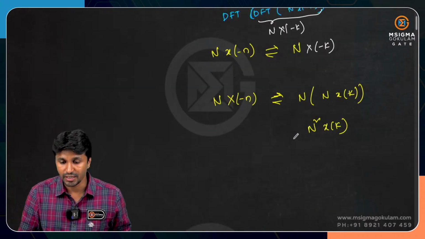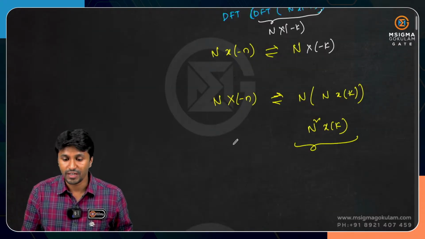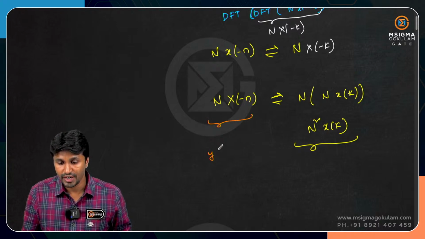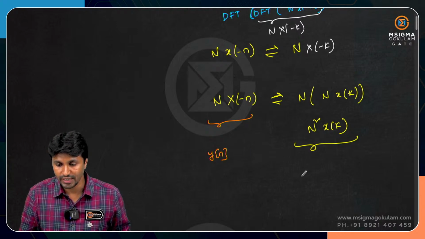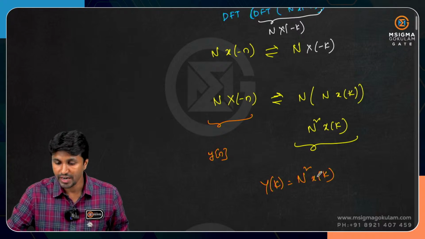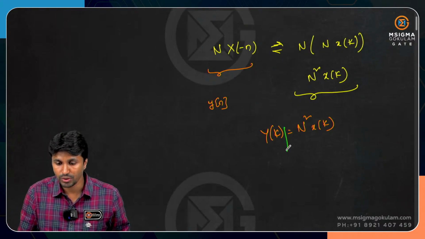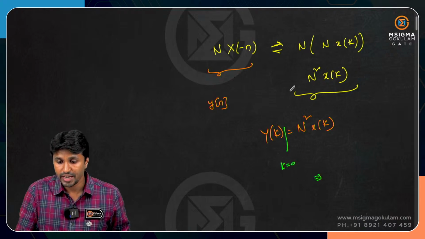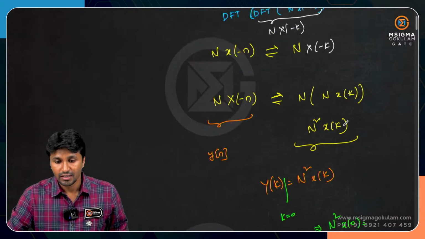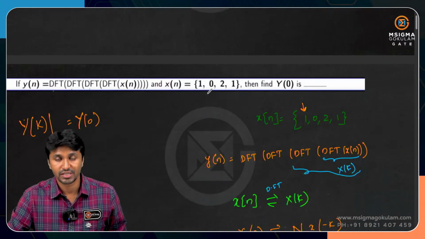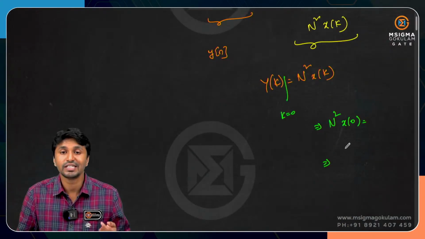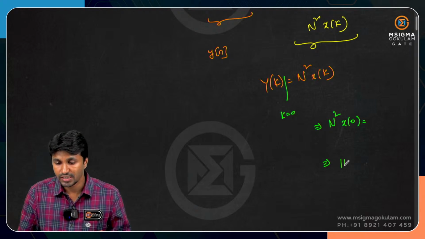So this is the DFT of y of n. The DFT of y of n is N square, so Y of k is equal to N square into X of k. All you have to do is substitute k equal to 0 into this equation. So N square into X of 0. N is the number of samples in this sequence, which is 4, since it is a periodic sequence with period 4. Therefore 16 into X of 0.